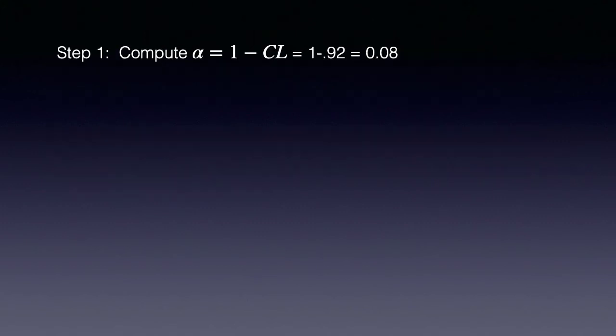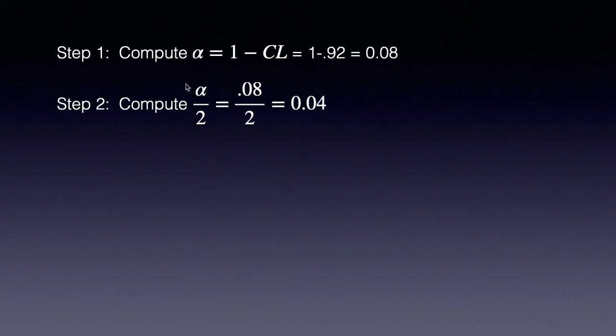All right, so this should look a little familiar. The first thing you would have to do if you were to manually do this is to compute alpha. So alpha is 1 minus the confidence level, so we end up with a value of 0.08. Then our next step is to get the value of one tail area. We just take 0.08 divided by 2 and we end up with 0.04. Our next step now is to compute the Z critical value.